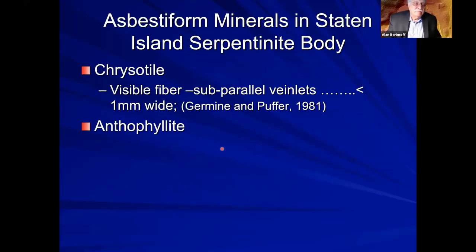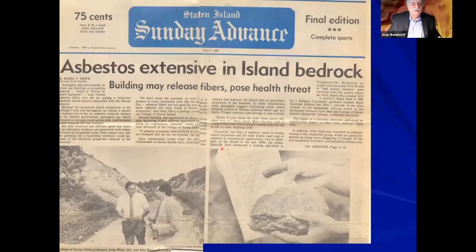And so the main type of asbestos mineral here would be the chrysotile, the visible fiber, subparallel veinlets by Puffer and so forth here. Then there's some anthophyllite. And then over here, you'll see a local paper interviewed me on this. And here I am speaking with a colleague of mine. However, they put asbestos extensive in the island bedrock here. The bedrock may release fibers, pose health threat. When you speak to the press, you've got to really be careful. They took a couple of sentences out and put it right there, as you can see.